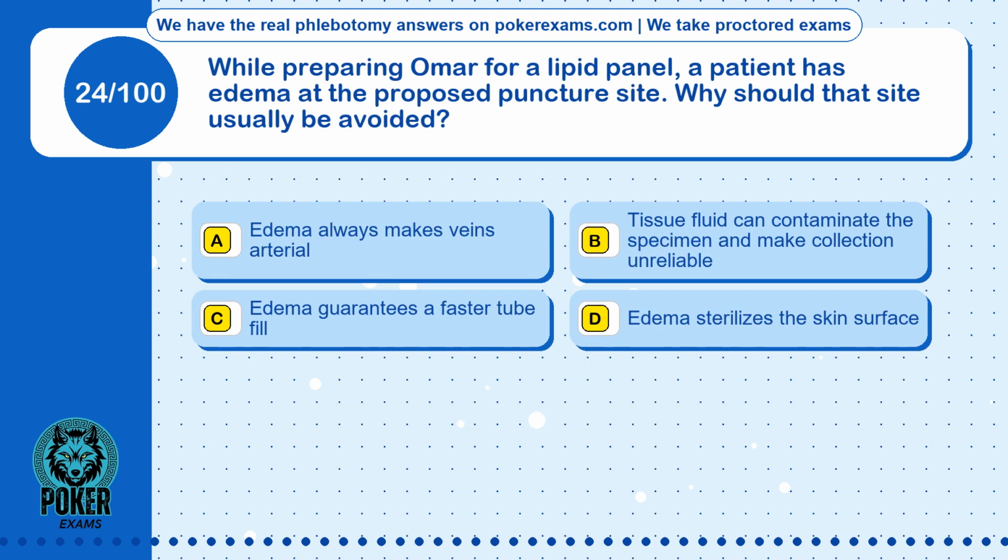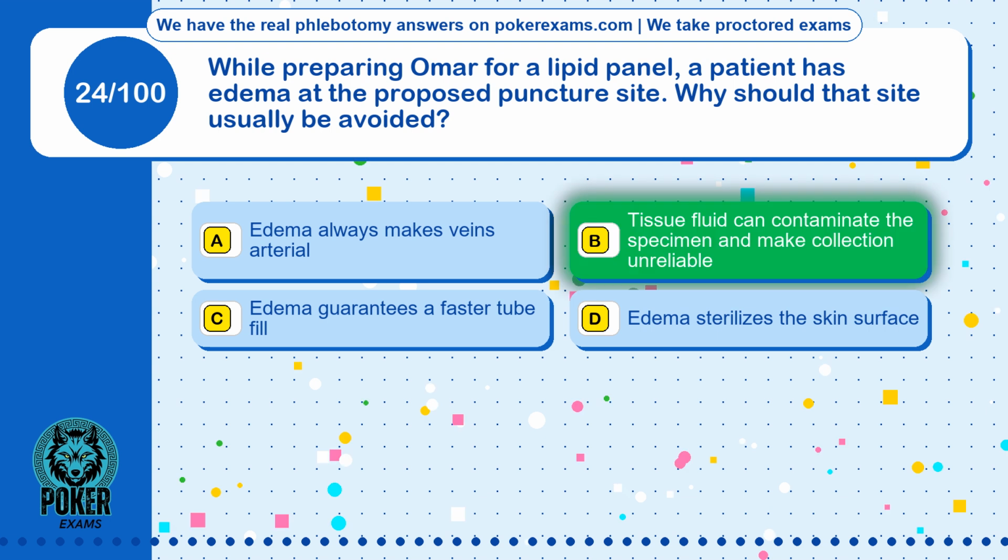Question 24. While preparing OMAR for a lipid panel, a patient has edema at the proposed puncture site. Why should that site usually be avoided? Option A, edema always makes veins arterial. Option B, tissue fluid can contaminate the specimen and make collection unreliable. Option C, edema guarantees a faster tube fill. Option D, edema sterilizes the skin surface.